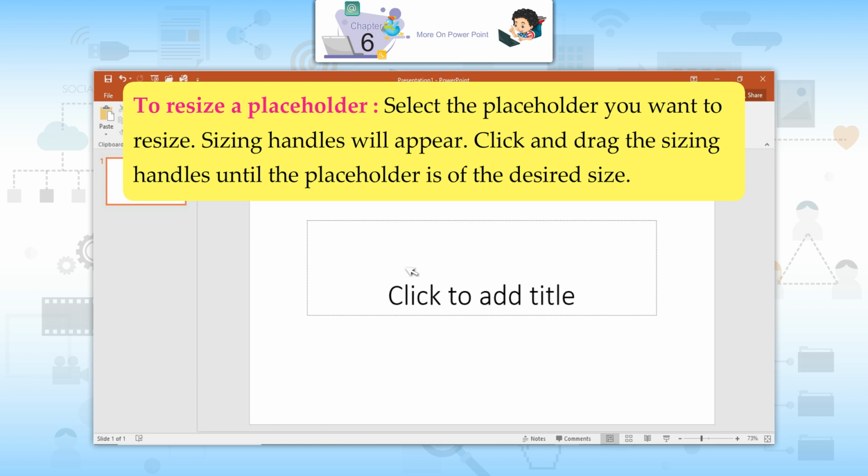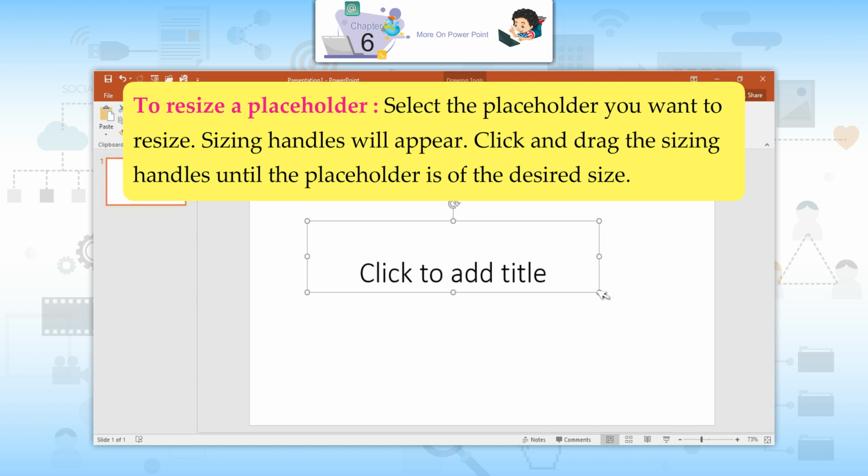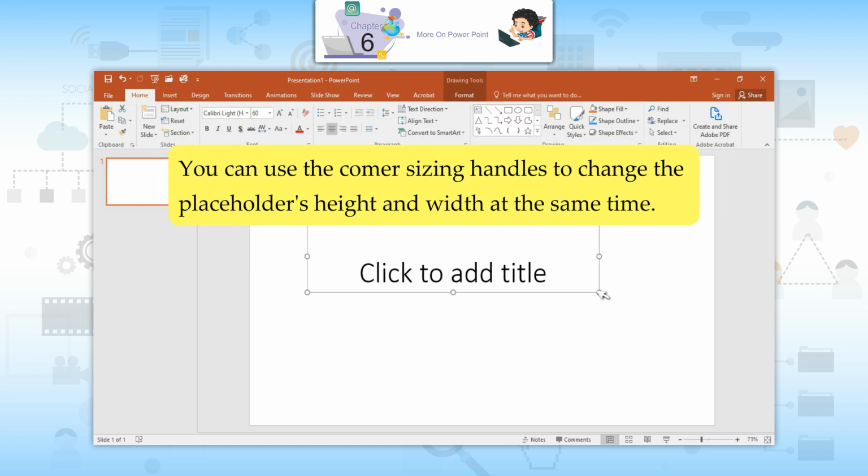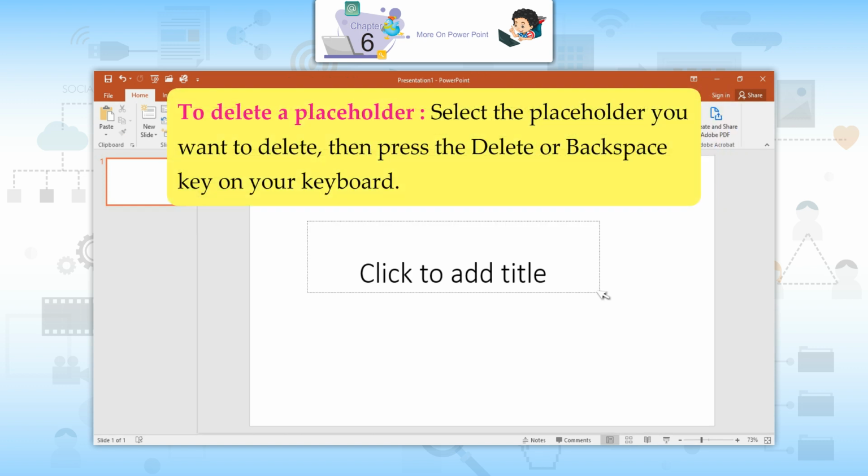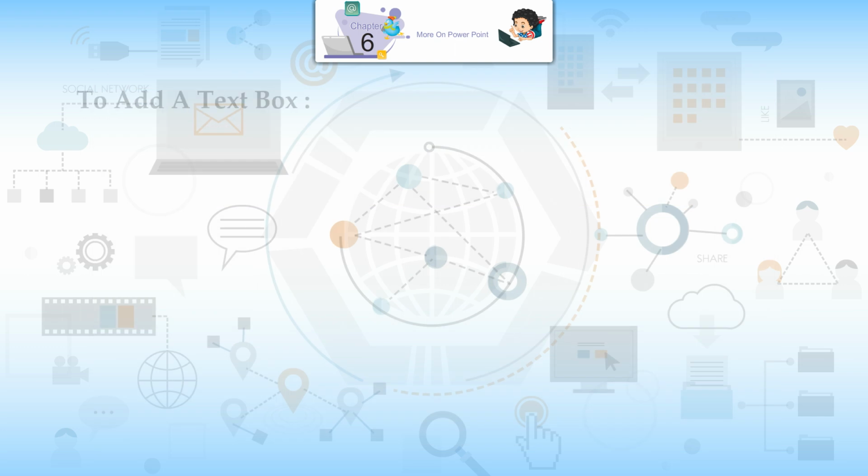To resize a placeholder, select the placeholder you want to resize. Sizing handles will appear. Click and drag the sizing handles until the placeholder is of the desired size. You can use the corner sizing handles to change the placeholder's height and width at the same time. To delete a placeholder, select the placeholder you want to delete. Then press the Delete or Backspace key on your keyboard.